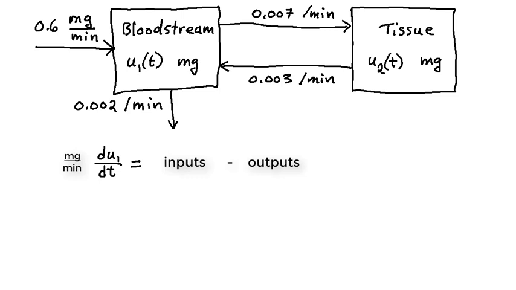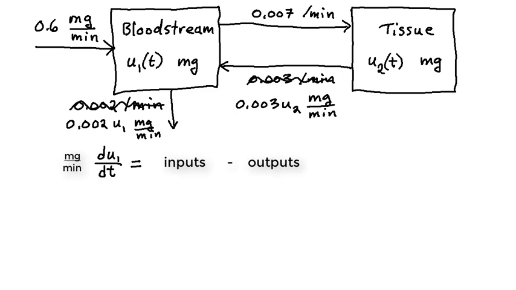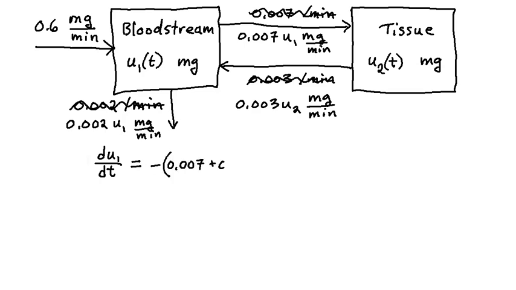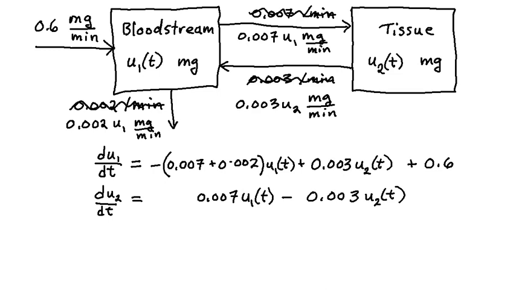So, 0.002 becomes 0.002 times U1. 0.003 becomes 0.003 times U2, and so on. It follows that du1 by dt is given by the following expression. We do something similar to get du2 by dt, and we quickly see that this system can be written in matrix vector form like this.